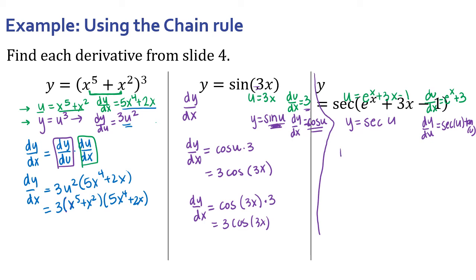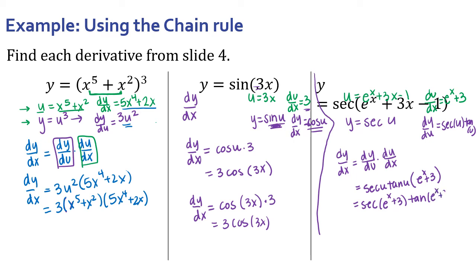Okay, so the derivative of this entire function, using that chain rule, so again, that formula is dy/dx, the derivative of the outside with respect to the inside, times the derivative of the inside with respect to x. Okay, so that's going to give me the secant u tan u times e to the x plus 3. So now we need to substitute in what that u is. So secant of e to the x plus 3, tangent of e to the x plus 3, all times e to the x plus 3.